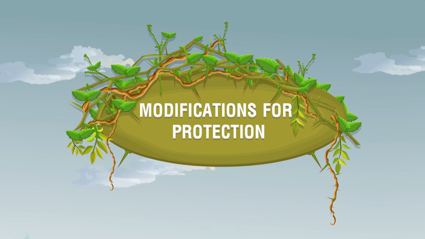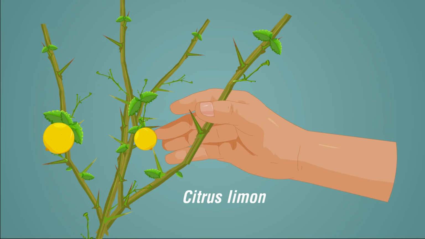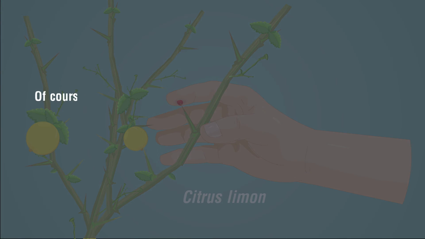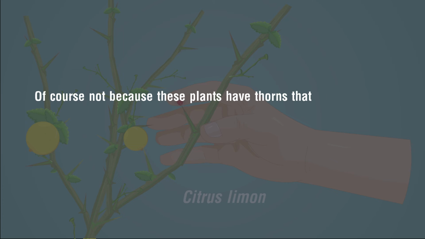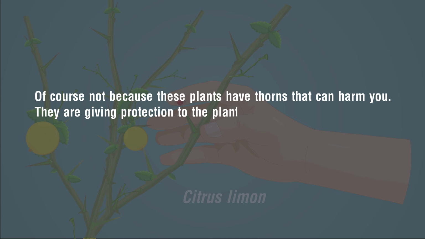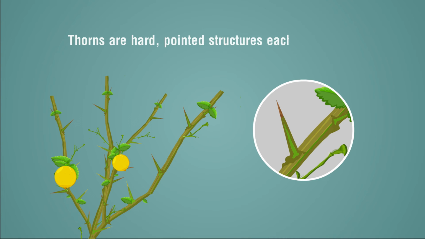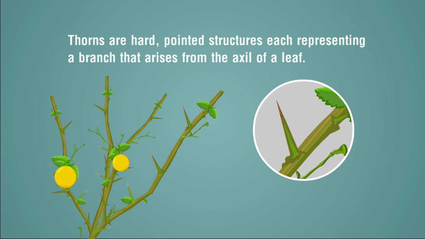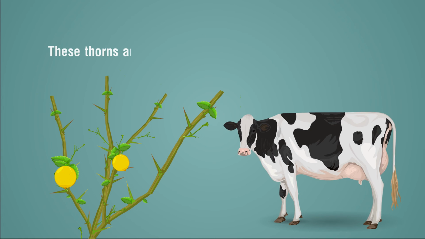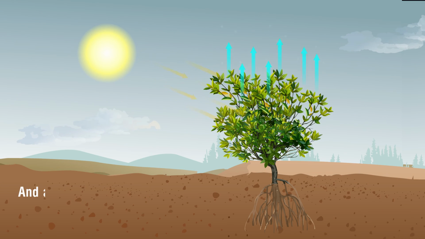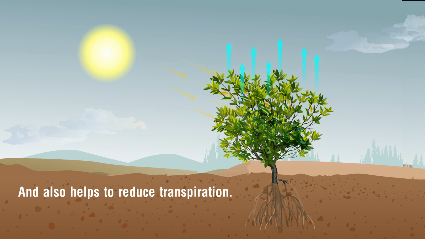Modifications for protection. Have you ever tried to pluck a citrus stem with your bare hands? Of course not, because these plants have thorns that can harm you. They give protection to the plant. Thorns are hard, pointed structures, each representing a branch that arises from the axil of a leaf. These thorns protect the plants from browsing animals and also help to reduce transpiration.